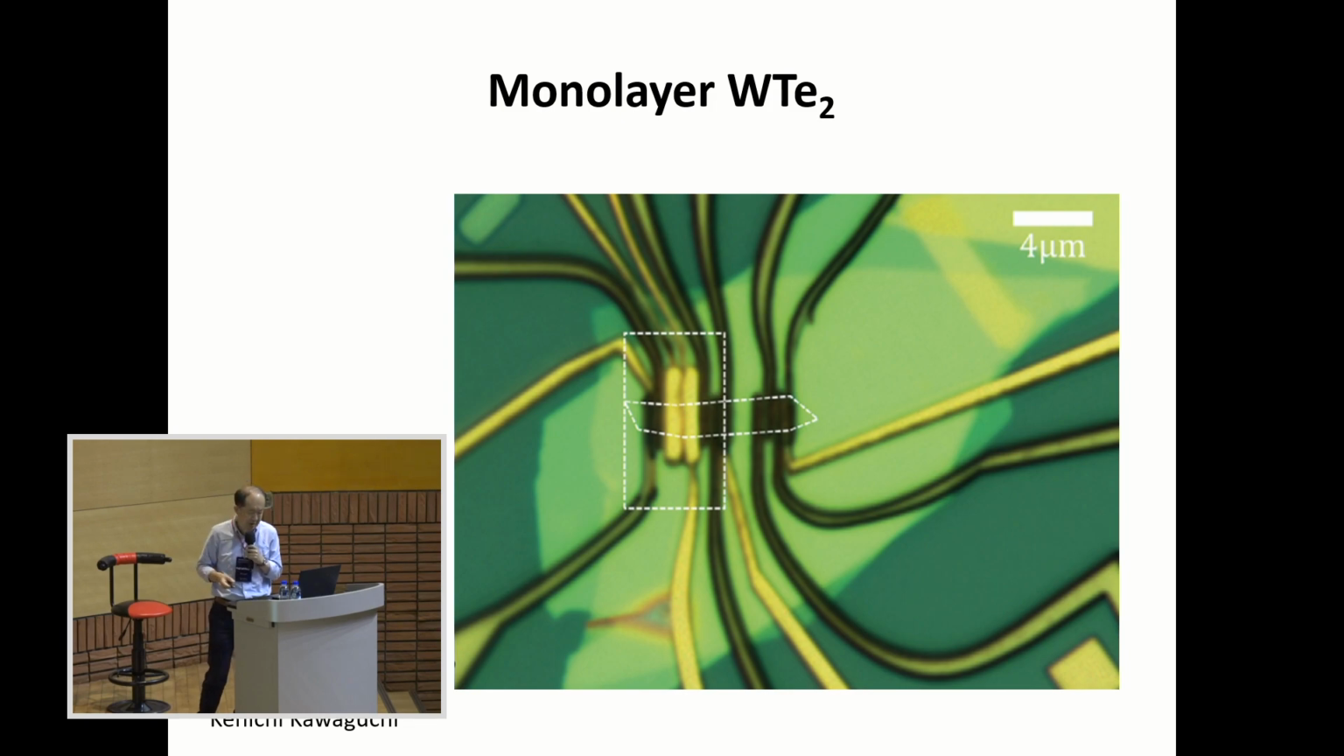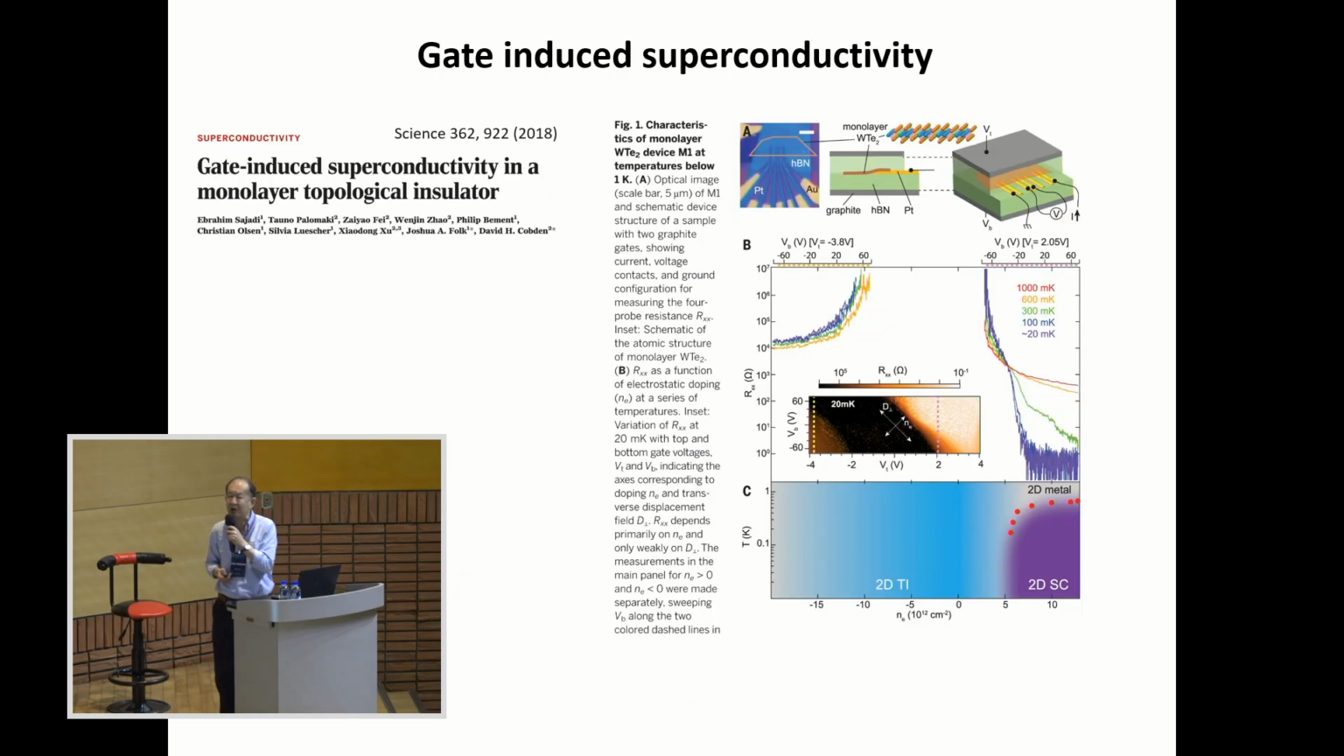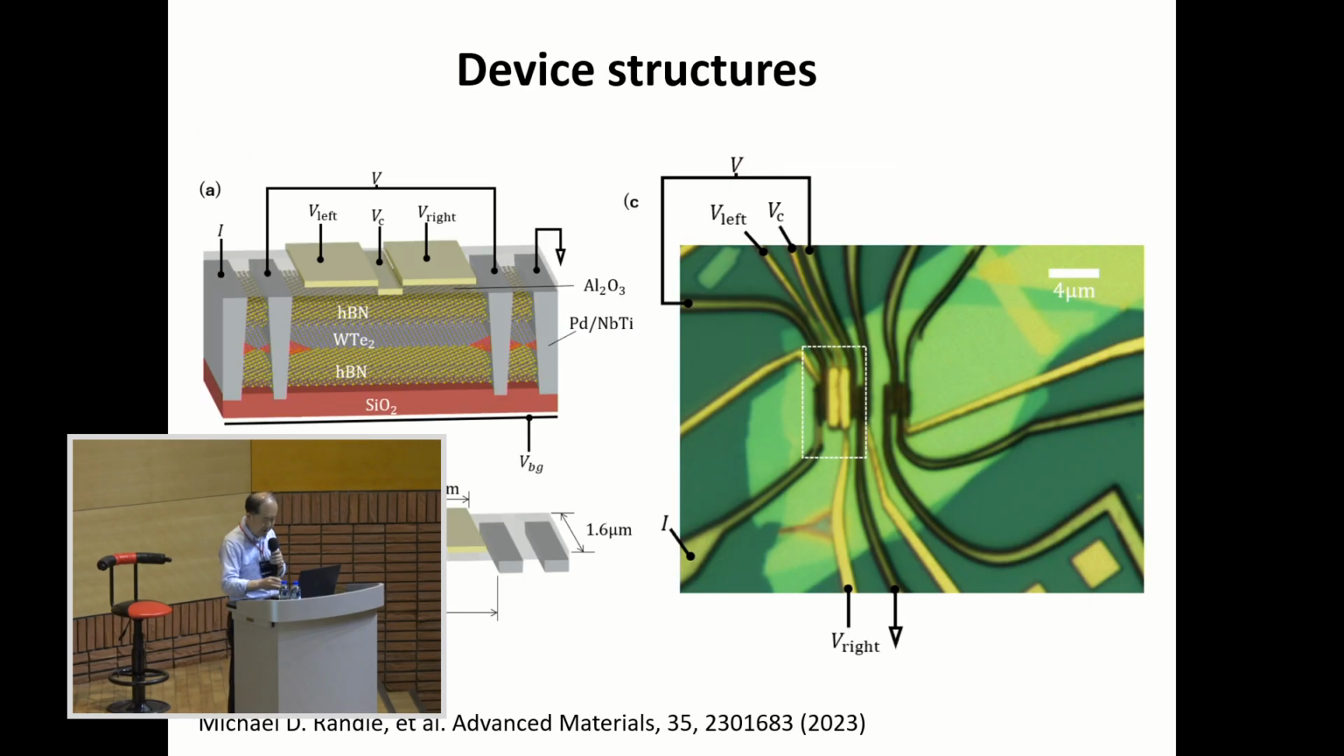This work is a collaboration with Fujitsu. 2D tungsten ditelluride is an interesting material because superconductivity can be induced by the gate voltage. Applying a large gate voltage to induce more and more electrons, it becomes a superconductor. So we try to use this effect to make a Josephson junction like this.